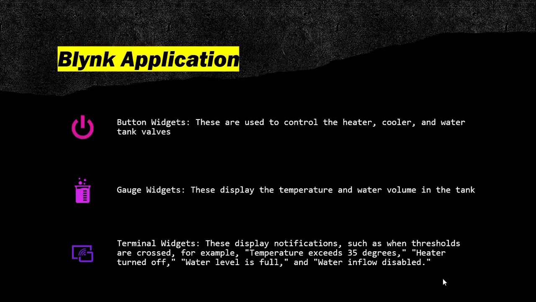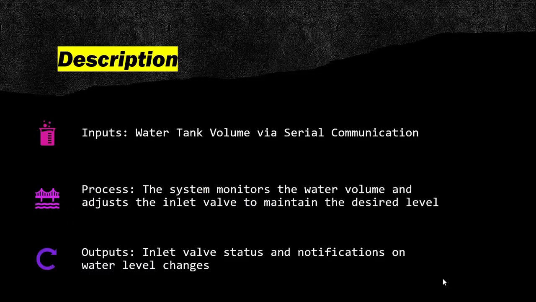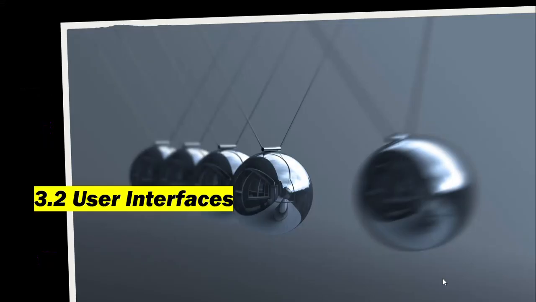So serial communication, as we have seen here in water tank volume via serial communication. Here serial communication means it is used for transmitting and receiving the signal. So it's basically used for transmitting and receiving the signal. That's called serial communication. Next we'll be seeing about the user interfaces.